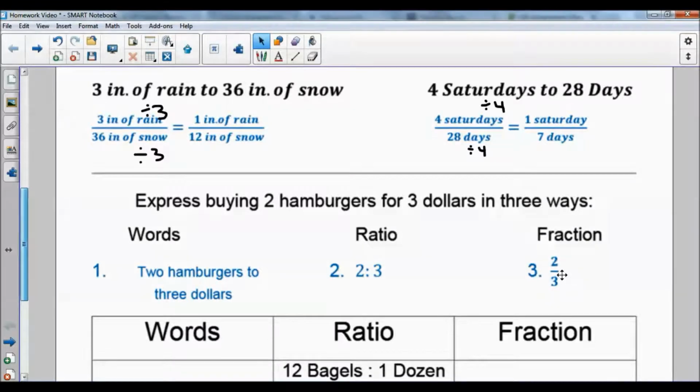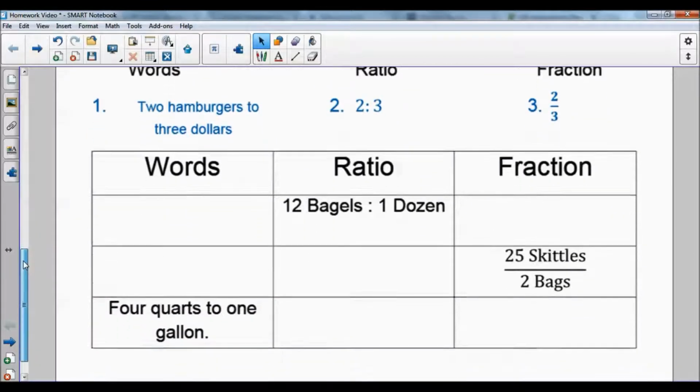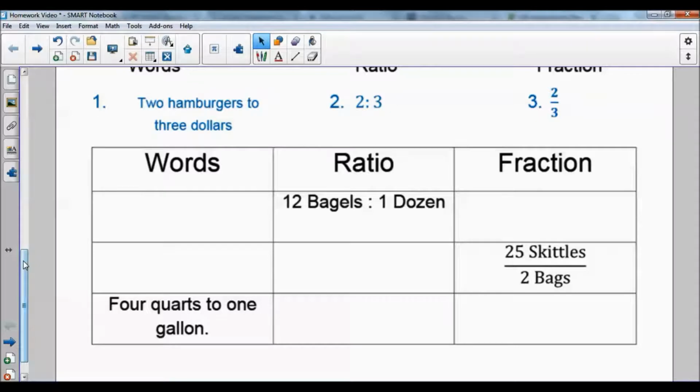Okay, 2 hamburgers, $3. Okay, really quickly, you guys are going to try these down at the bottom, and we'll go over it when we go over our homework when I see you guys next class. Okay, when you're done with these, you can continue the video, and I'll go over some stuff on the back.